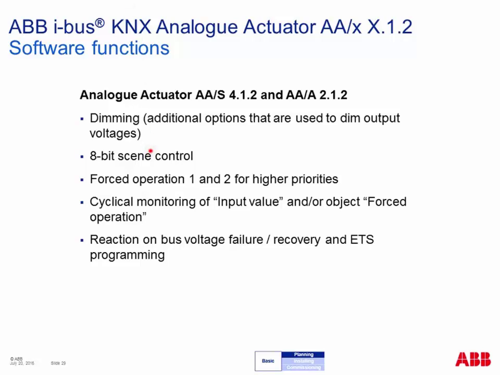We have additional dimming parameters when you use one output to control dimmers. Then you get, for example, parameters similar to a dim actuator. We support 8-bit scene control and forced operation. Later I will give you an explanation. And the cyclical monitoring of the input value, which is sent by your KNX sensor.